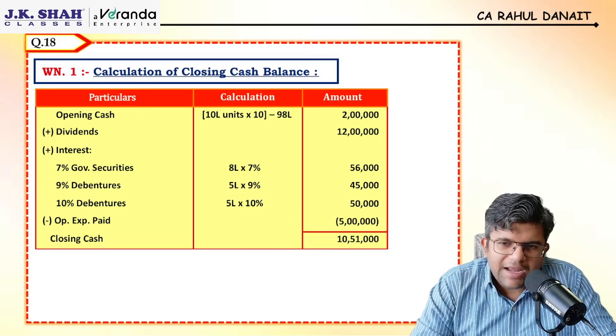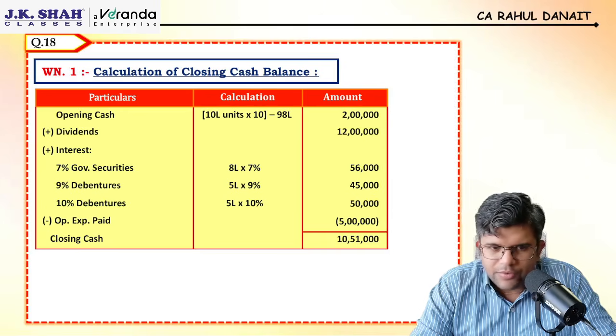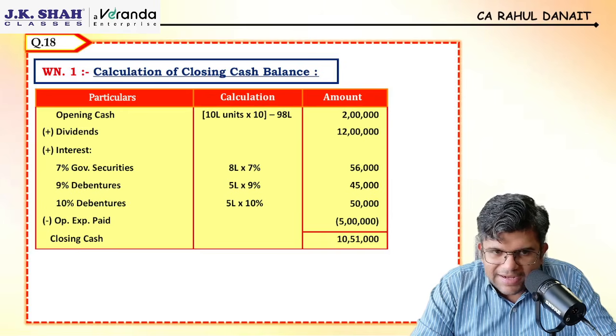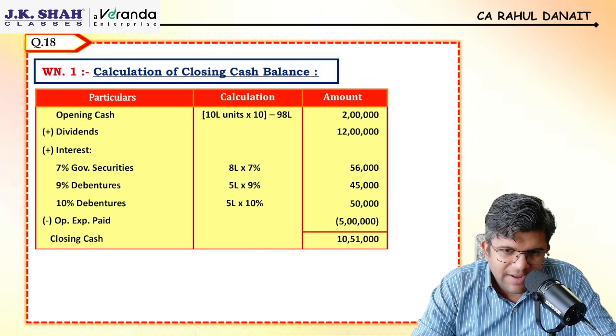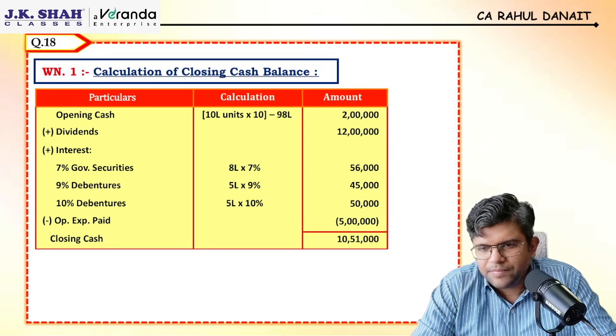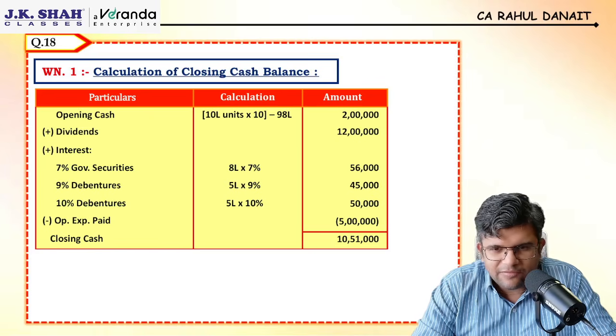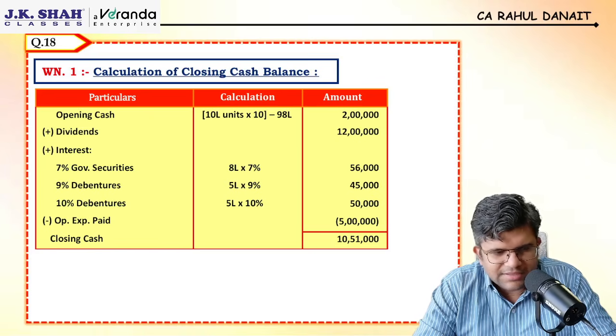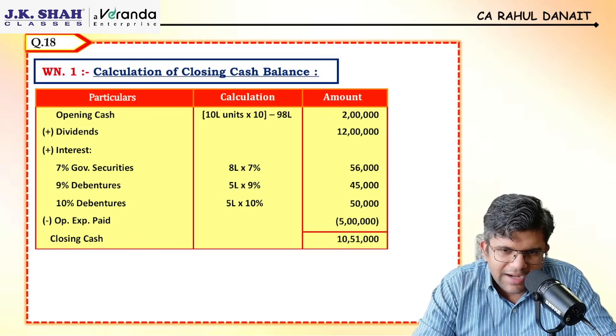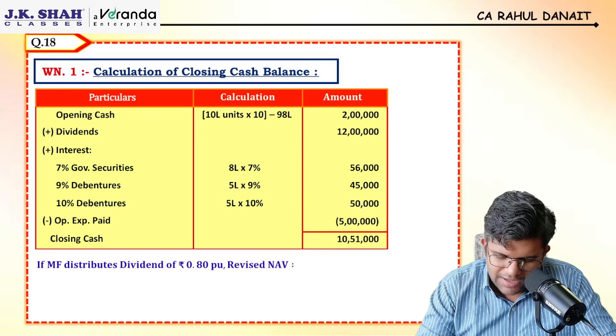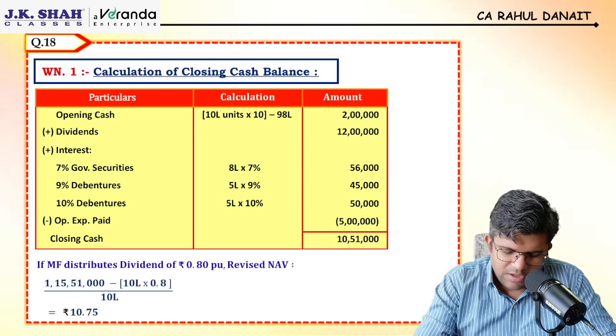So if 8 lakh rupees dividend they want to distribute, do you people agree that your closing cash will reduce by 8 lakh? Give me a why. If closing cash reduces by 8 lakh, overall net assets will reduce by 8 lakh. Give me a why. Overall assets will reduce by 8 lakh. Are you comfortable with what I have done?